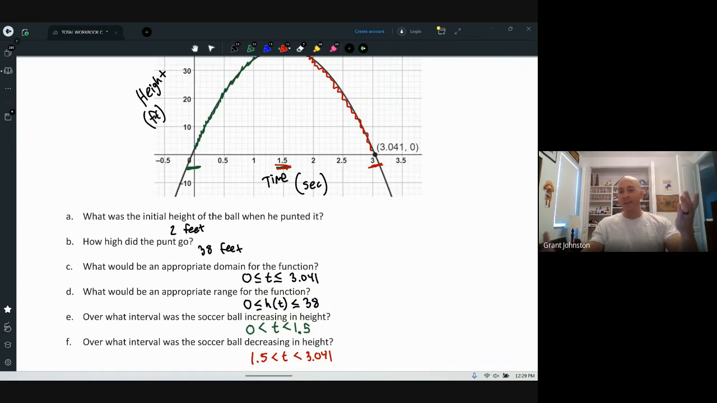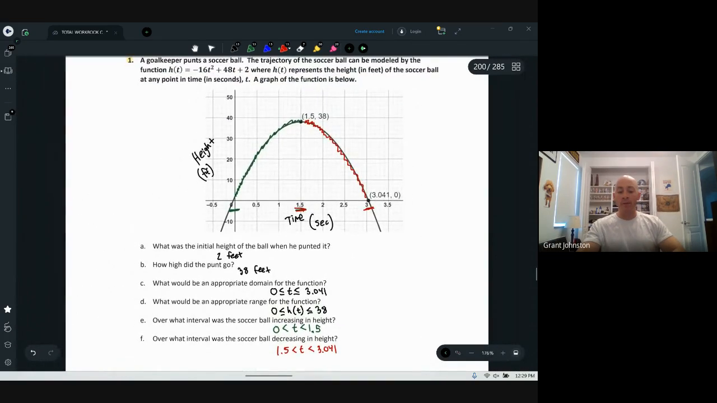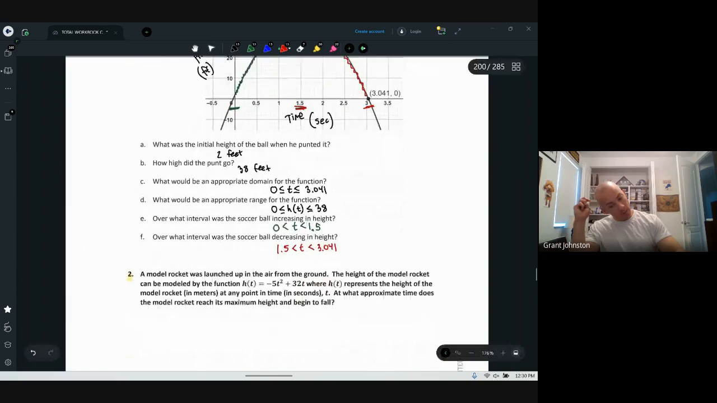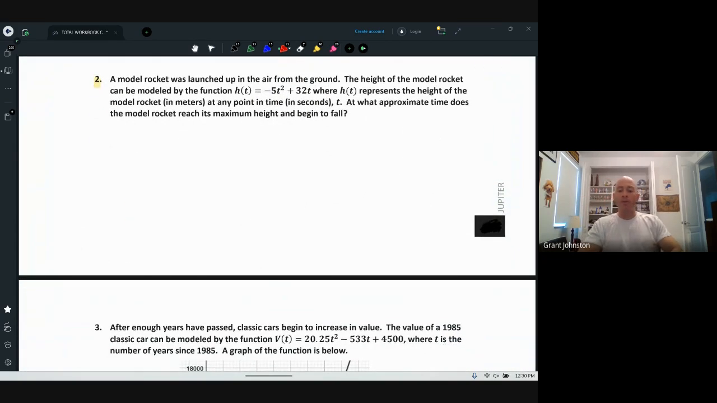Okay, so this is an application problem with a whole scenario. We have this function modeled for the equation, but you have to use your interpretation skills to answer these questions. I'm going to do 2. It says a model rocket was launched up in the air from the ground. The height of the model rocket can be modeled by the function h of t equals negative 5t squared plus 32t, where h of t represents the height of the model rocket in meters at any point in time in seconds, t.